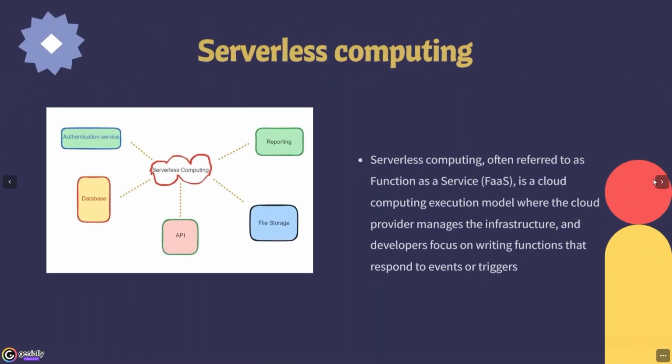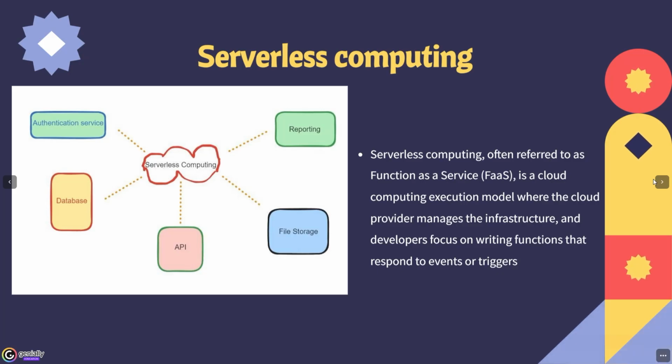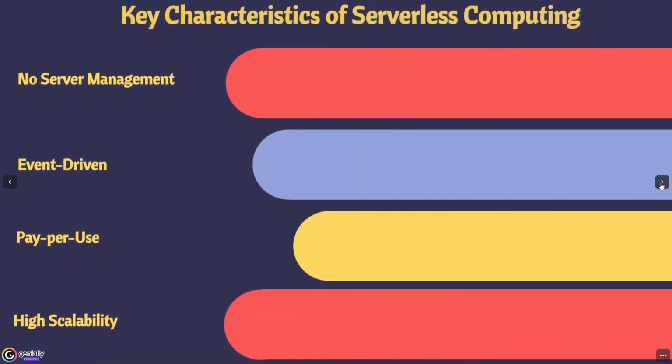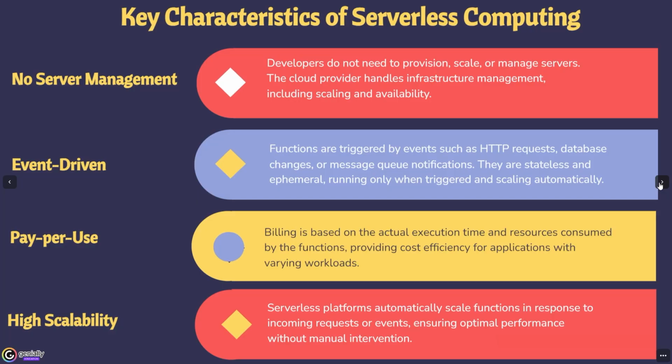Serverless computing, often referred to as function as a service, is a cloud computing execution model where the cloud provider manages the infrastructure and developers focus on writing functions that respond to events or triggers. There are some key characteristics of serverless computing. One is no server management. Developers do not need to provision, scale, or manage servers. The cloud provider handles infrastructure management, including scaling and availability.